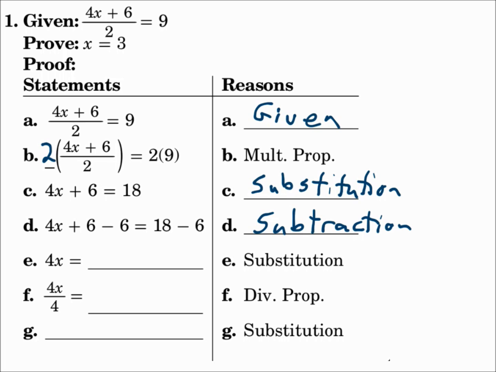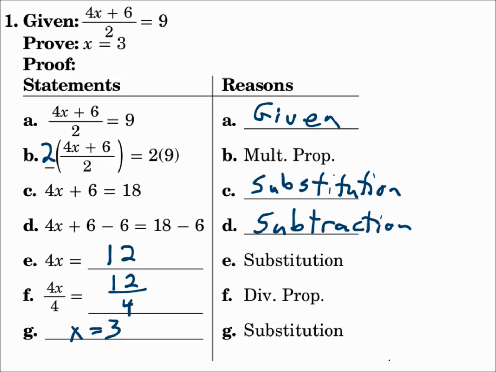Remember to not abbreviate substitution or subtraction with the word sub. So write both of those words out so you don't confuse them. On the next line, the reason is substitution, and that's when they simplify each side. The left side became 4x, and on the right, 18 minus 6 is 12. On the next line, they say the division property, and if we were solving this equation, we would obviously divide both sides by 4. They've done the left side, now do the right side. The last reason is substitution, and if you simplify both sides there, you get x equals 3.